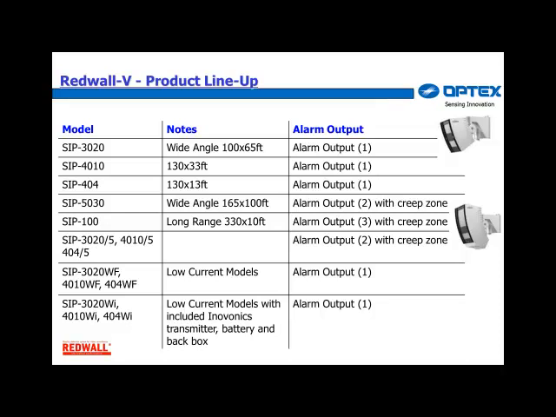The WF models are very low power, operating at 3.6 volts DC with a standard standby current of 40 microamps. Also available is a new package, the SIP 3020, 4010, 404WI models. These are much the same as the WF models, but with included Innovonics wireless transmitter and black box.